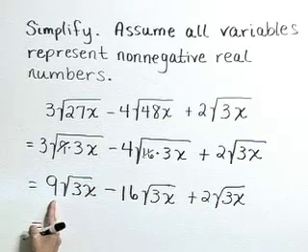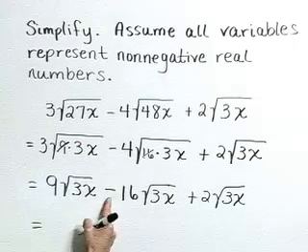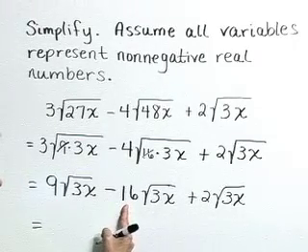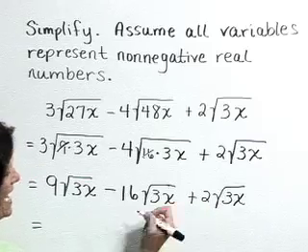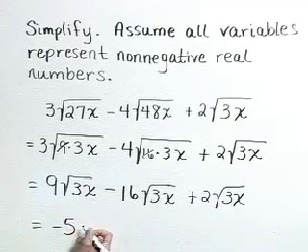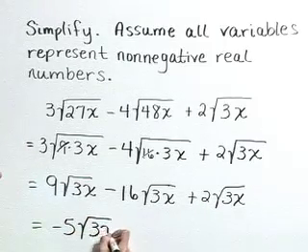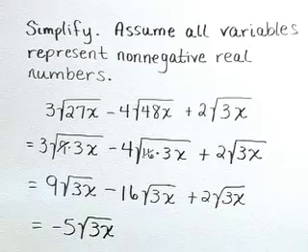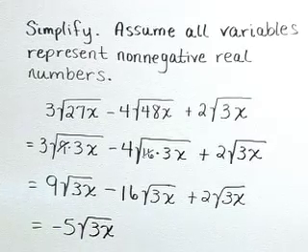So let's combine the coefficients. 9 minus the 16 is a -7, plus 2 gives a -5 times the square root of 3x. So our simplified form is -5 times the square root of 3x.